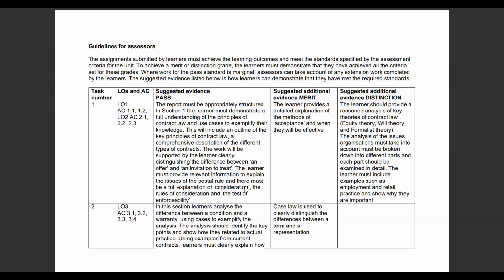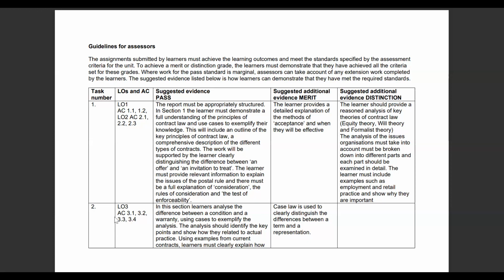Suggested additional evidence for the merit is that the learner provides a detailed explanation of the methods of acceptance and when they will be effective. Suggested additional evidence for a distinction mark, the learner should provide reasoned analysis of key theories of contract: equity theory, will theory, and formalist theory. The analysis of issues organisations must take into account must be broken down into different parts, and each part should be examined in detail. The learner must include examples such as employment and retail practice and show why they are important.